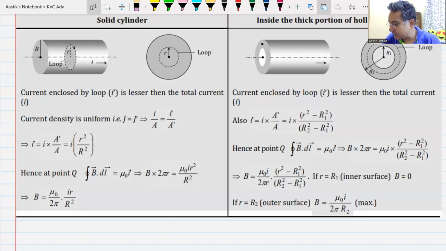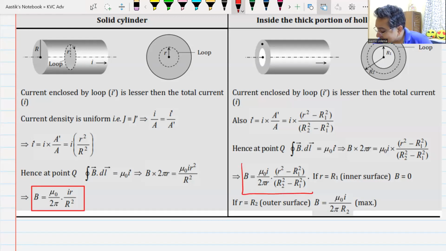Then we can note down the value of magnetic field for a solid cylinder inside the cylinder. I had given you all these formulas, yes or no? Yes, sir. For a cylindrical shell, at any point in between, the magnetic field is mu naught I by 2 pi r, times r square minus small radius square divided by bigger radius square minus smaller radius square. Do you understand this? Yes, sir. Everyone understands this? Yes, sir. I'll give you 2 minutes to note this down if you want to.